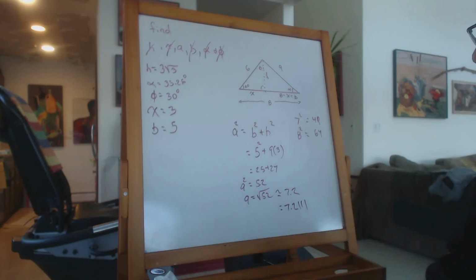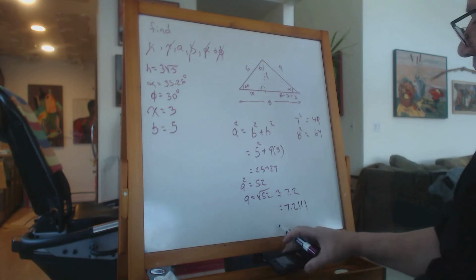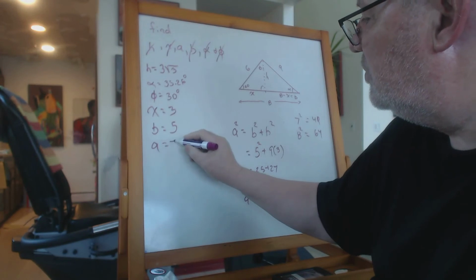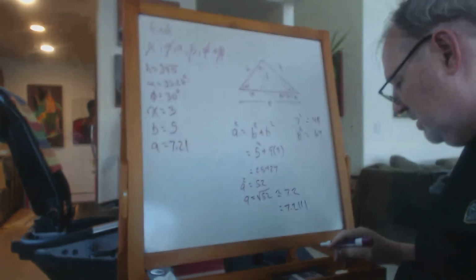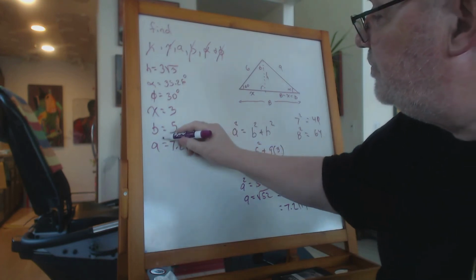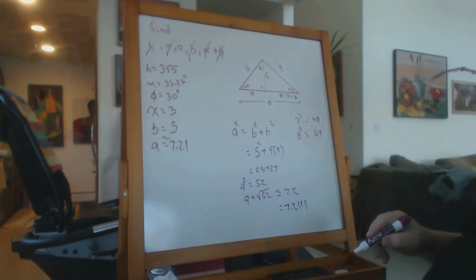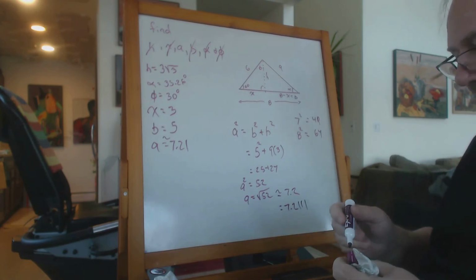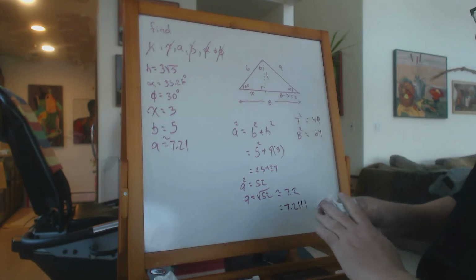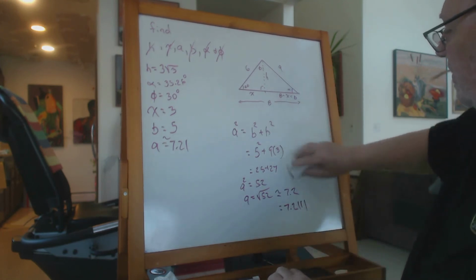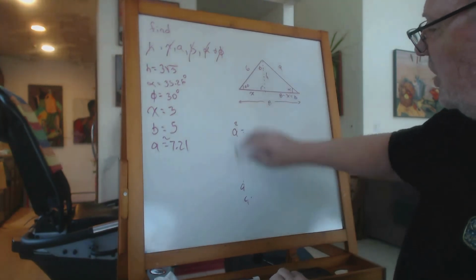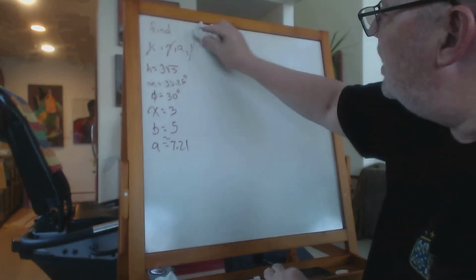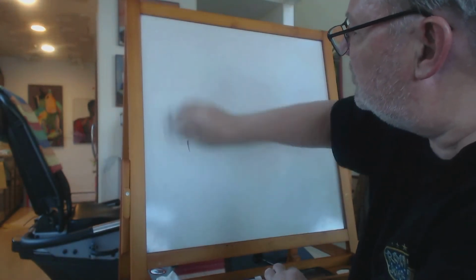7.2111. So we weren't too far off with my approximation. So A equals 7.21, and that's approximate. So there we go. We solved another problem. We got all of the answers using our little toolkit of trigonometric functions, identities, definitions.